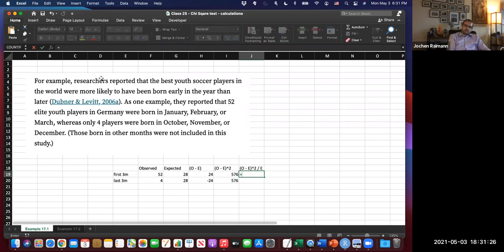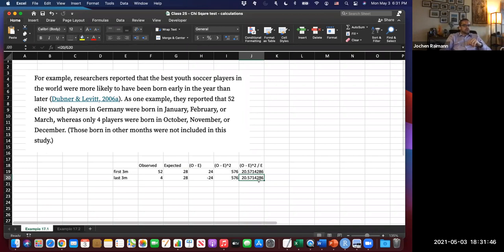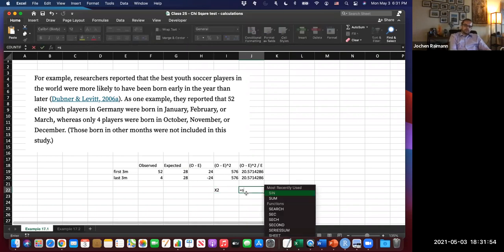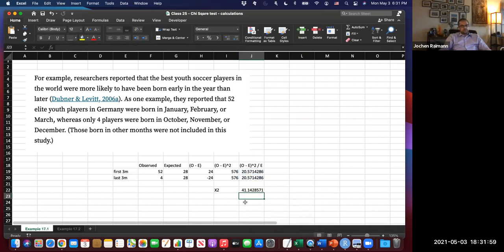So you essentially calculate 24 squared, which is 576, divided by your expected count. And this is 20.571. We do the same for the second row, for the second half. Because the difference was the same, it's obviously the same value. And now when you want to quantify the chi-squared, the only thing you have to do is sum this up, and you have your chi-squared for the goodness of fit.